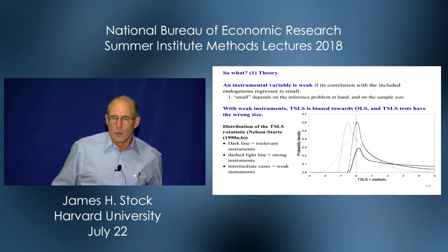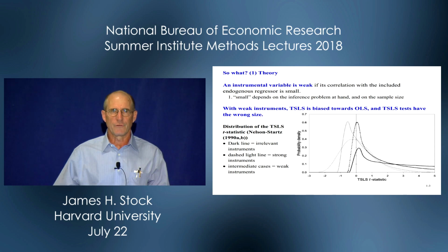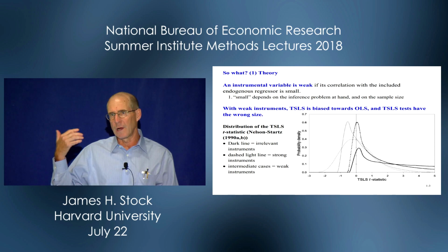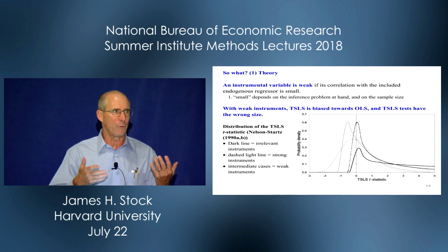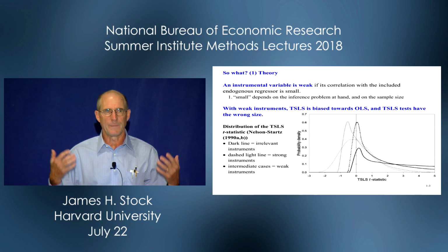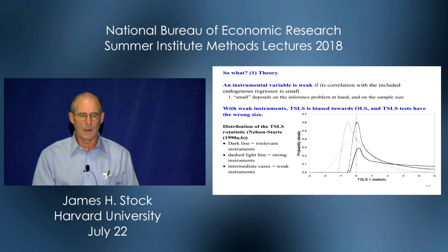Okay, so what's a weak instrument? A weak instrument is one, loosely speaking, that has a small correlation with the included endogenous regressors. That would be, if you have control variables in the problem, controlling for the control variables, it has a relatively small correlation. What does small mean? I mean, that's a big question, so we'll try to be precise about that.